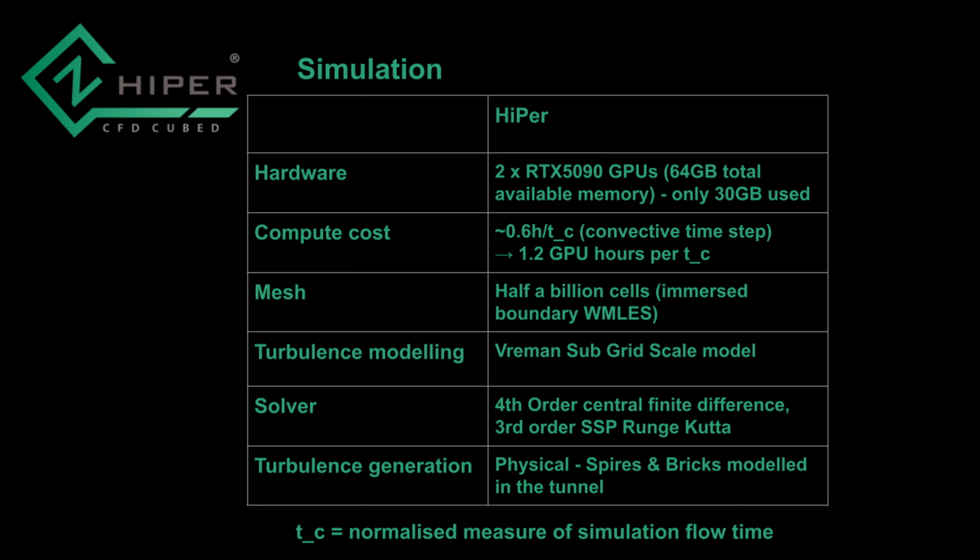The mesh got to 500 million cells, which is the immersed boundary mesh for the wall modelled LES. The turbulence modelling was a Bremen subgrid scale model with a fourth order central finite difference, third order strong stability preserving Runge-Kutta solver. The turbulence generation was physical, actual spires and bricks modelled in the tunnel. So there was no synthetic turbulence used.